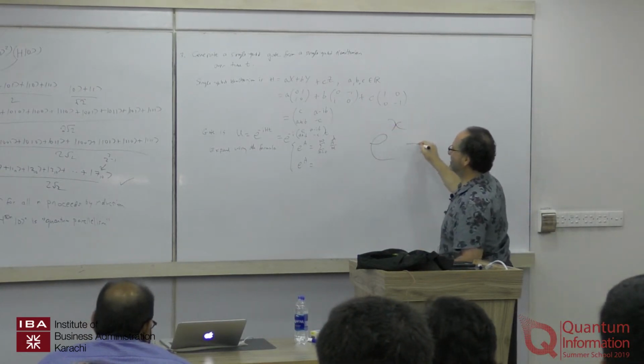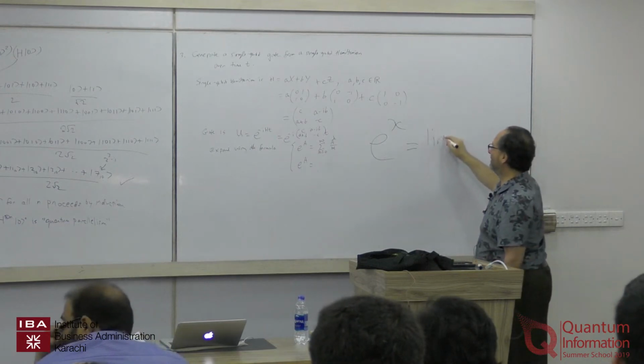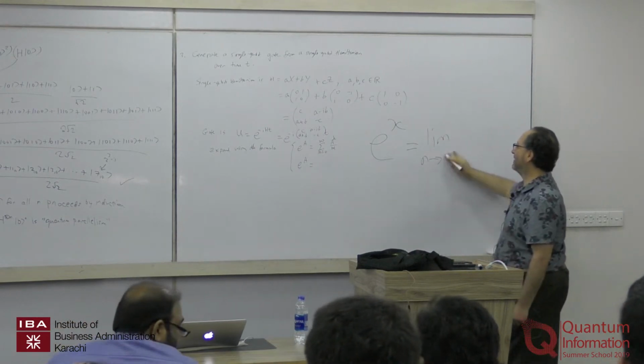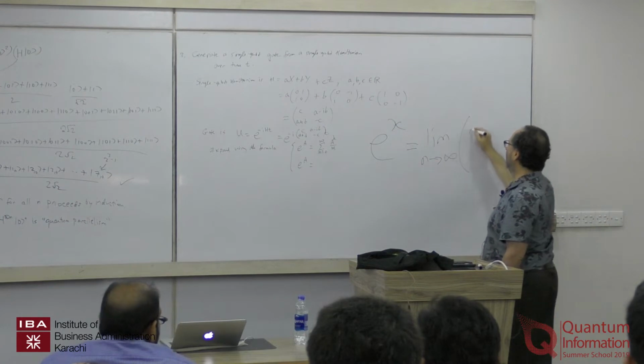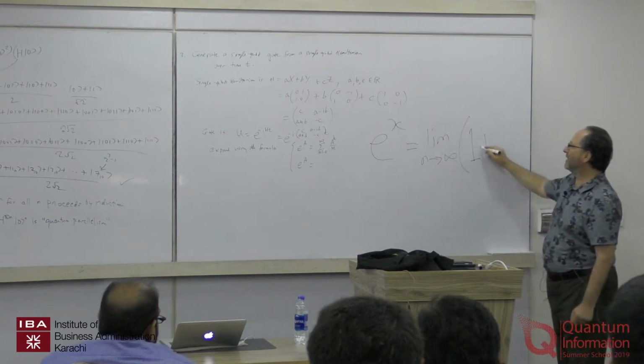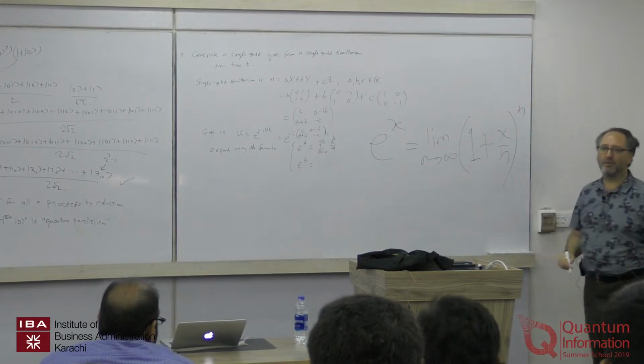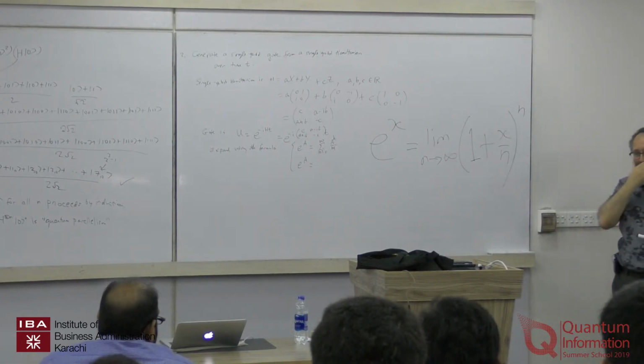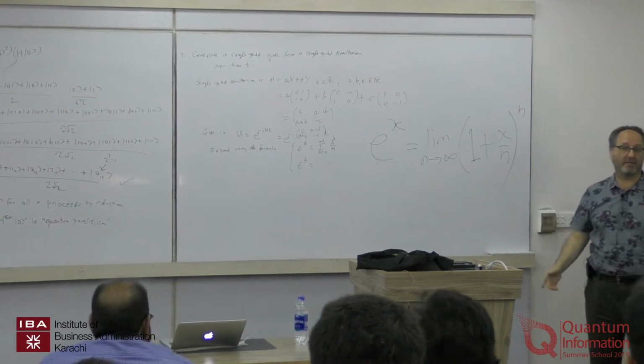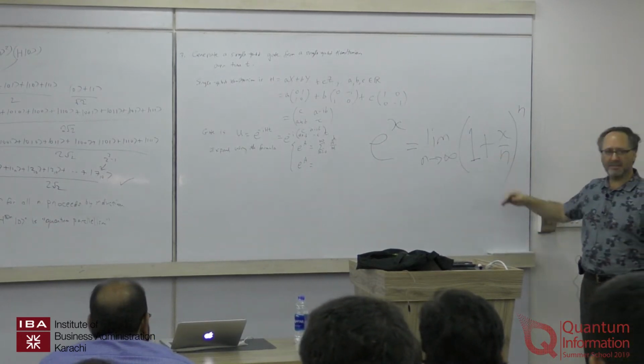e to the x is the limit as n goes to infinity of 1 plus x over n to the n. Visible? Does that ring a bell? Okay, so we can use the same formula over there. That's another one to use. To me, this is the definition.